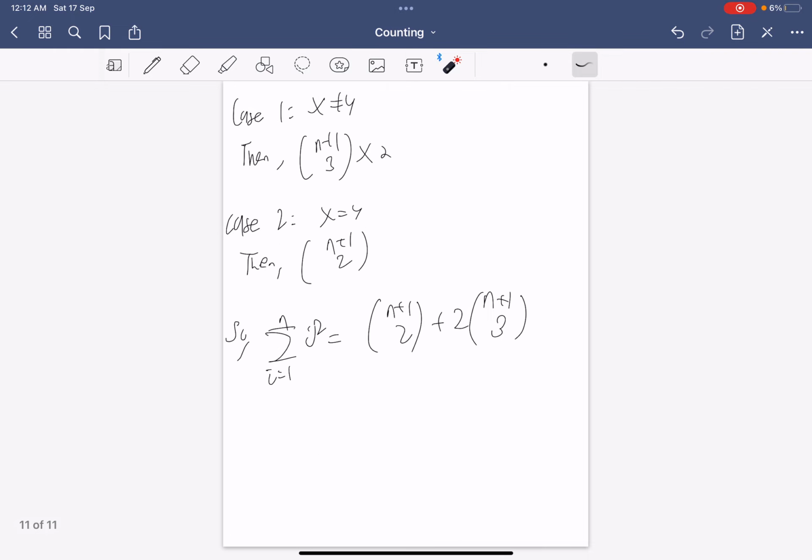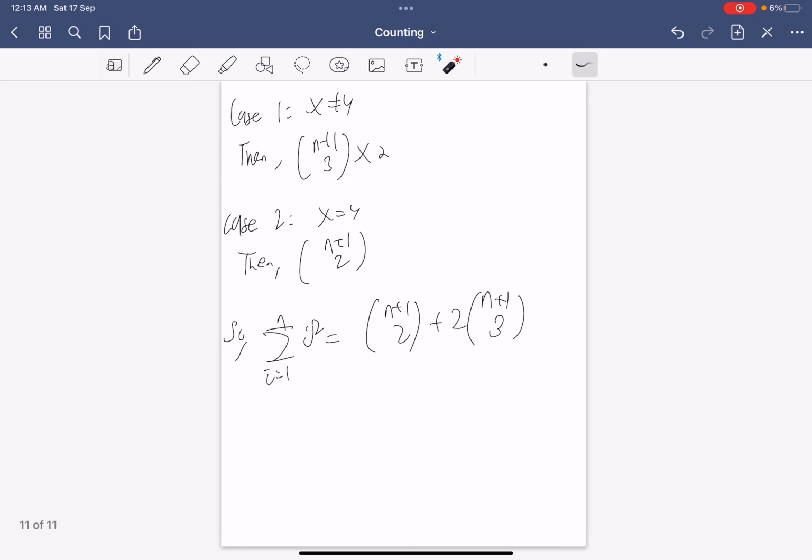This way of counting is saying whether x and y are the same or x and y are not the same. If x and y are not the same, it means from our n plus 1 element set, we can choose 3 of them as they will all be distinct. And then, they never say whether x or y is larger. And so you need times 2, because in the first case, x is larger than y, and in the second case, x is less than y.